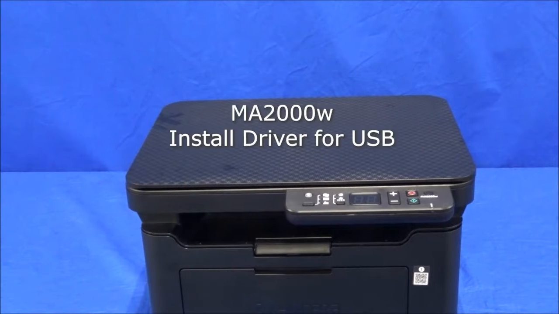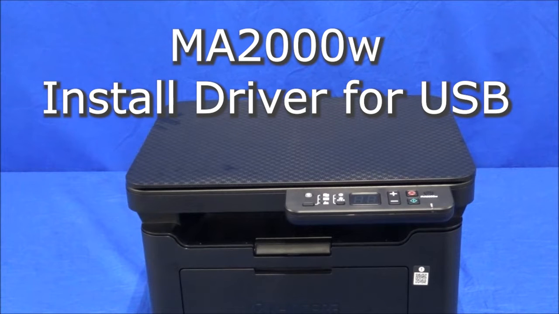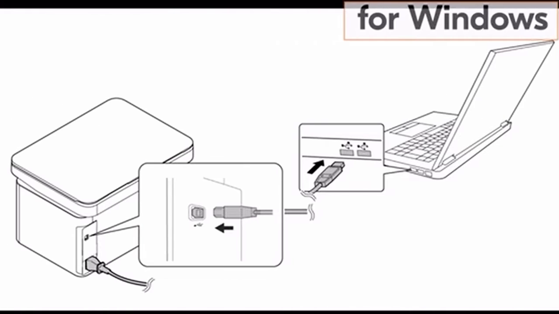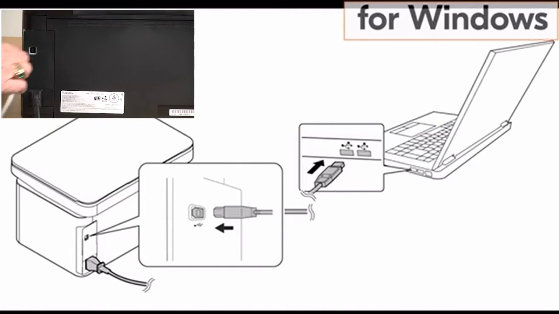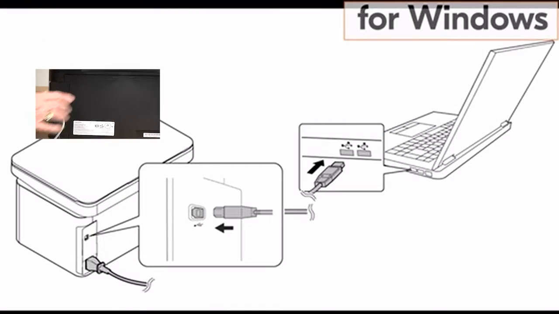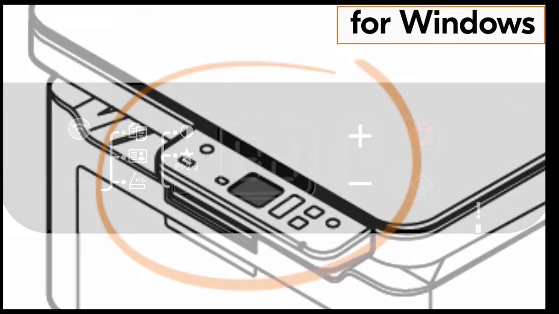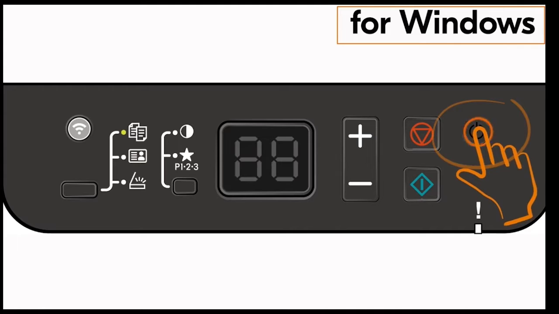We will now discuss how to install the drivers for USB on the MA2000 printer. Plug one end of the USB cable into the Windows computer and the other end into the MA2000 printer. The control panel for the printer is located on top of the machine. Push the main power switch. The display screen should have a 0, 1 appear.